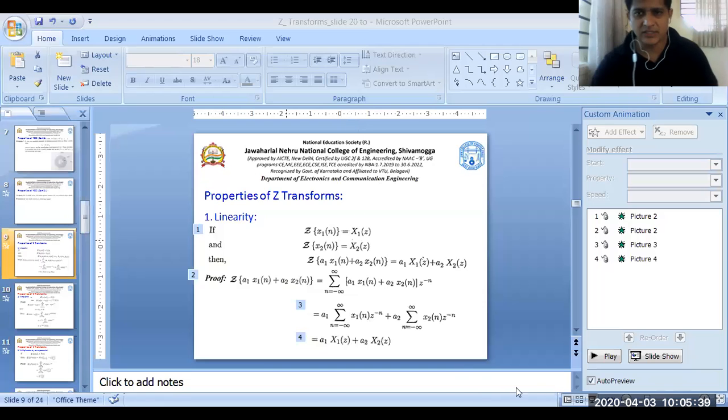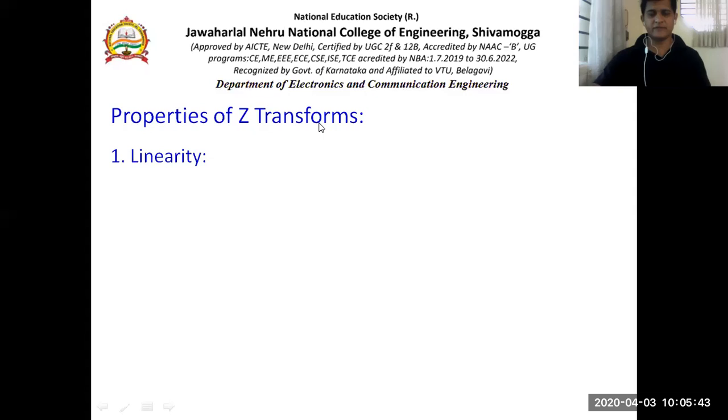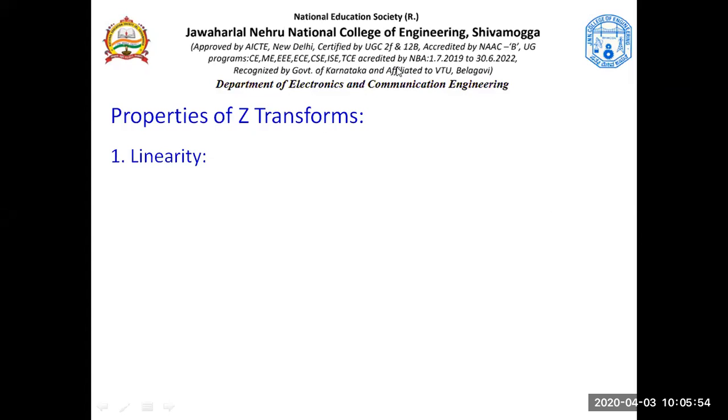Let's go on with the properties of Z transforms. These are all the properties that we have already seen in Laplace transform in the last semester with continuous time signals. Here we are seeing this with discrete time signals.